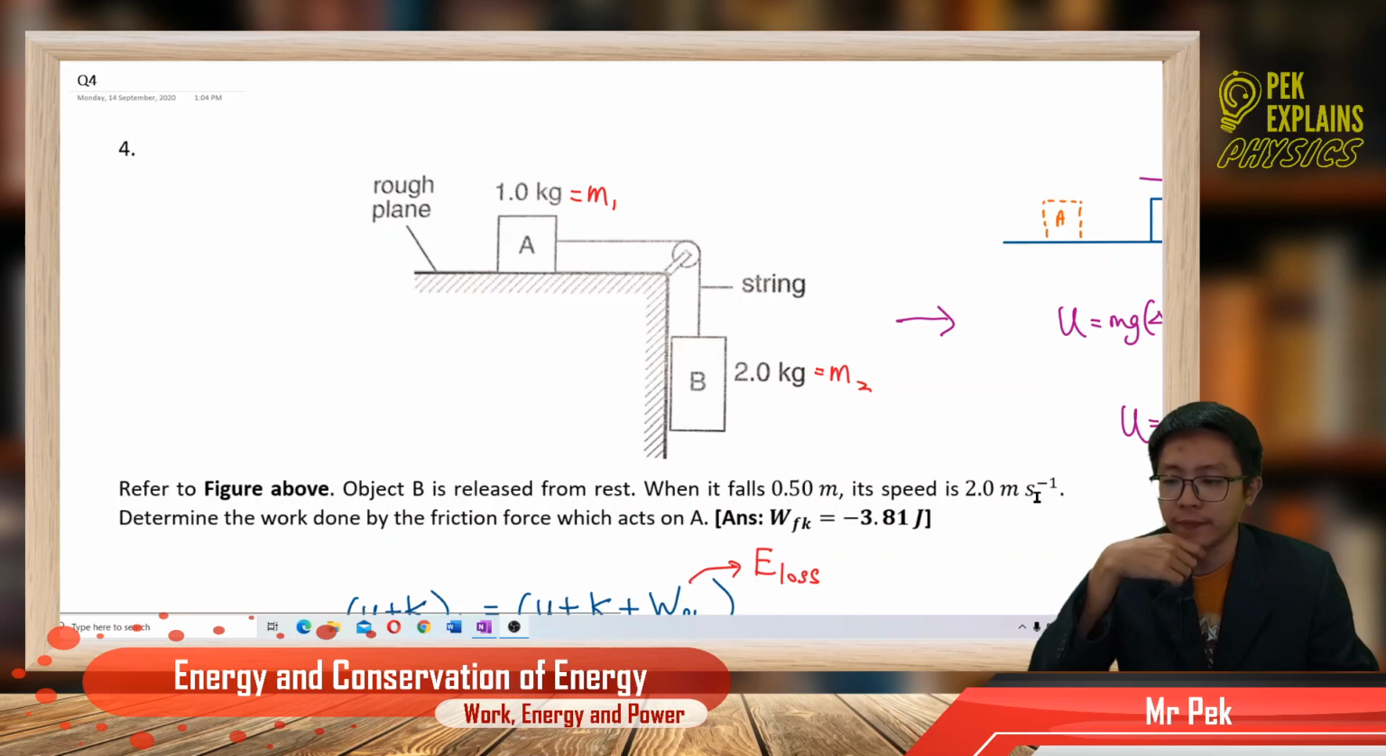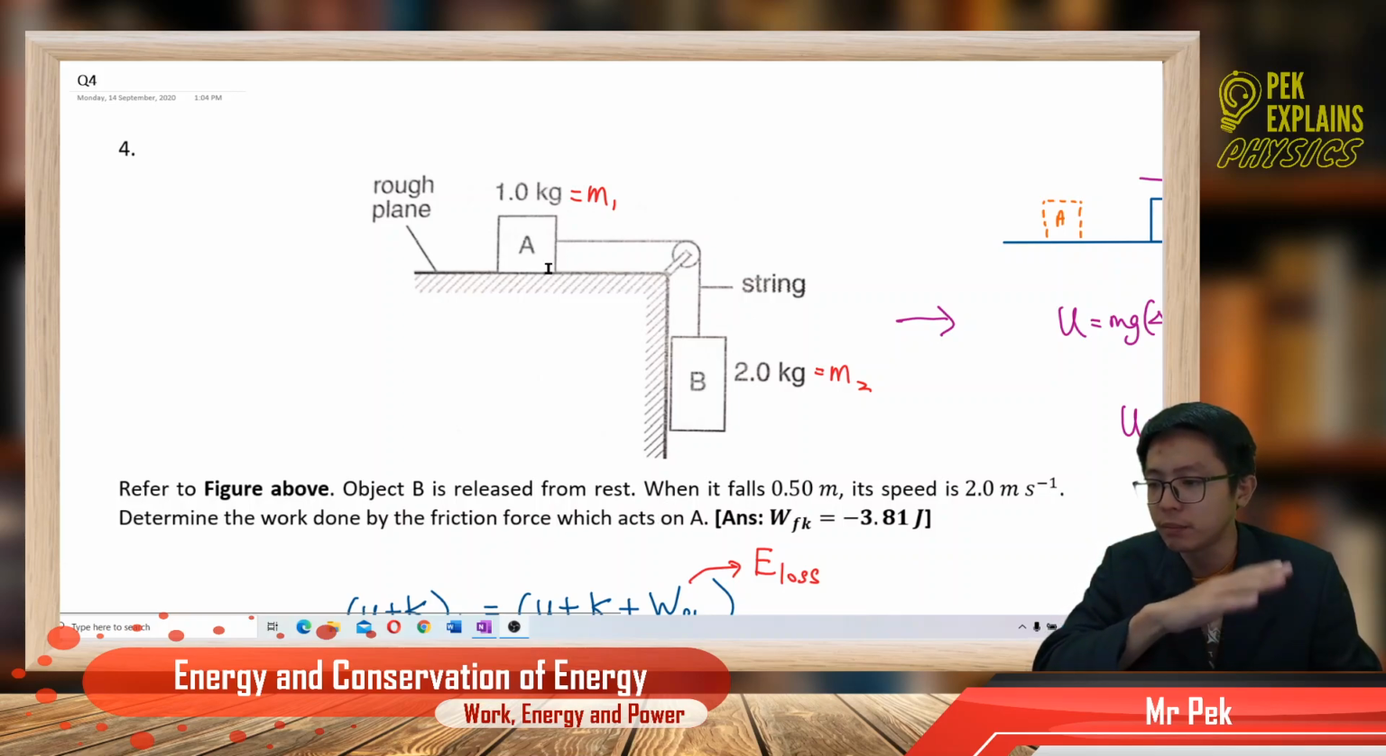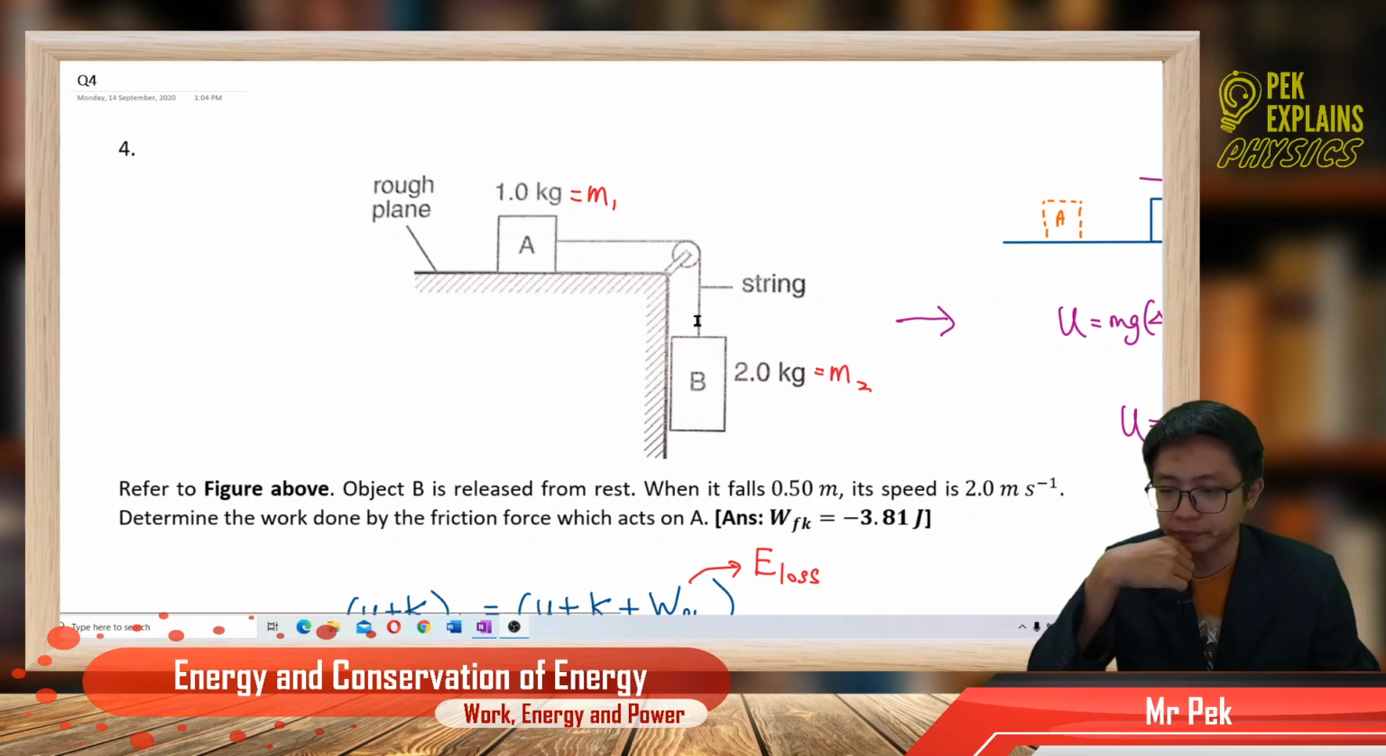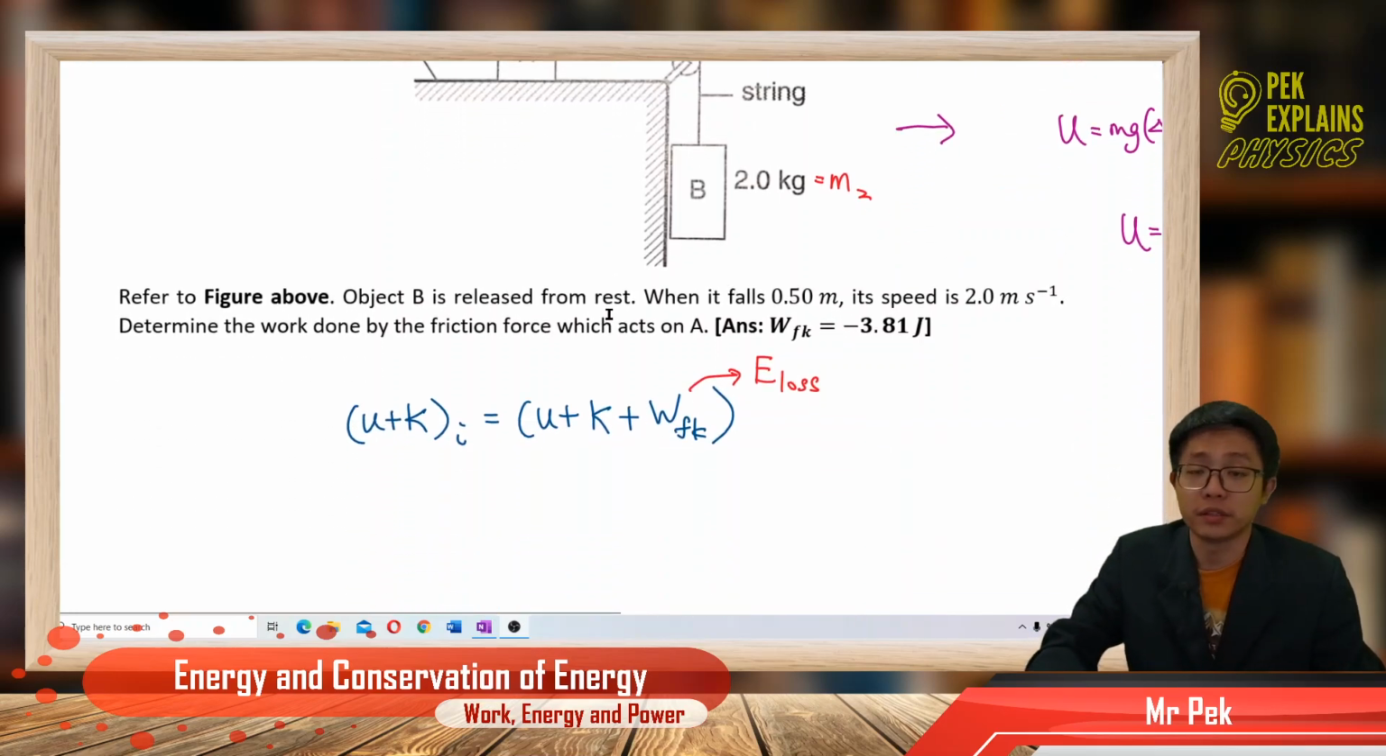Determine the work done by the friction force which acts on A. Apparently block A is placed on a rough plane, so it has energy loss due to friction. Okay, so we apply the law of conservation of energy.